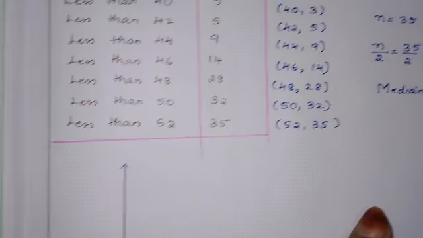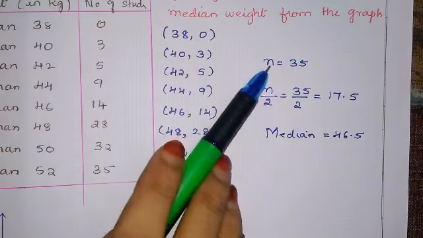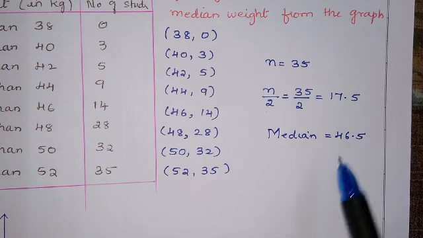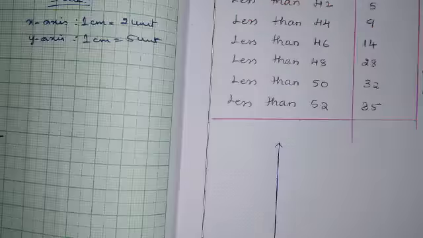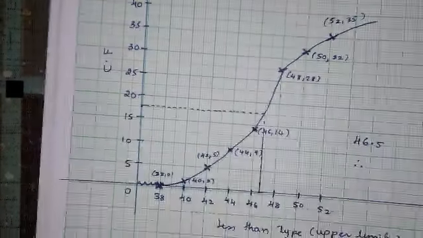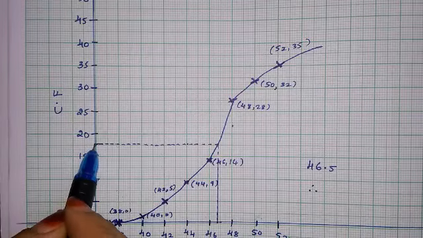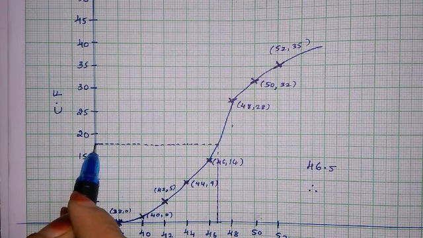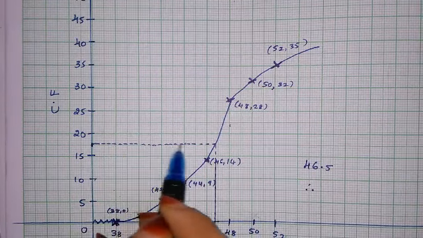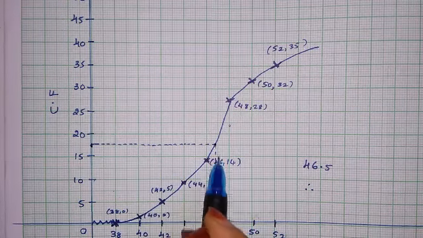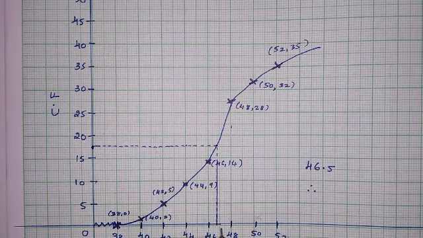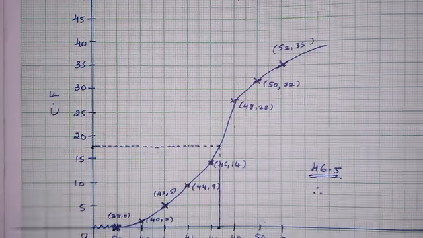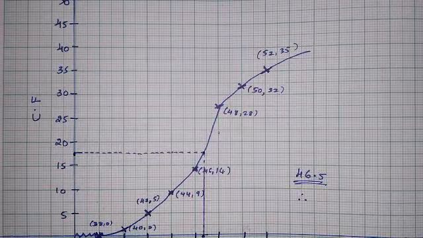Median is 46.5. So what we have to do: first, total number of students, I have written n is equal to 35. n by 2 is nothing but 35 by 2, which is 17.5. That 17.5, in the CF column we have to search where it is located. Then we put a dotted line, and till the curve it reaches we have to check where it reaches in less than type, that is the upper limit, that is 46.5. So the median weight is 46.5. Okay, this completes the second question.